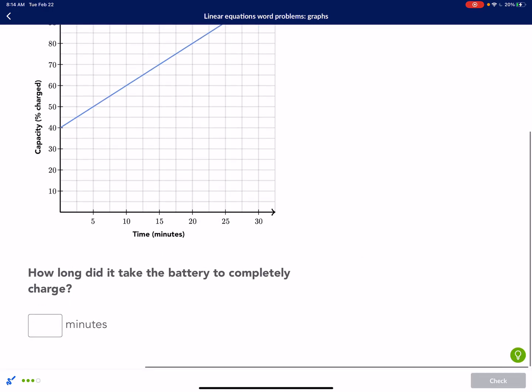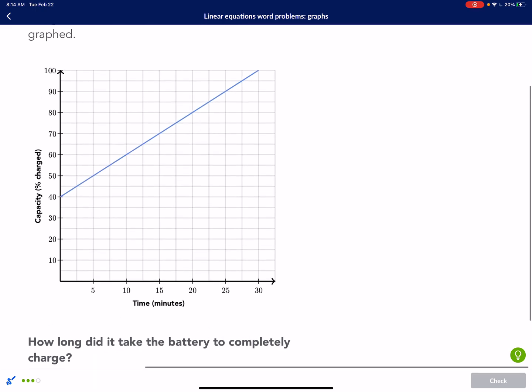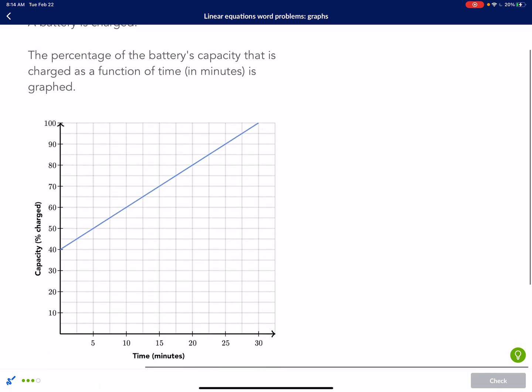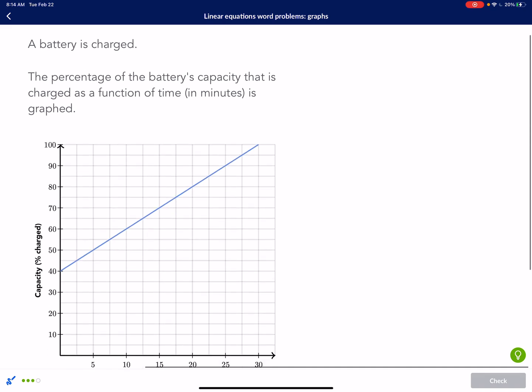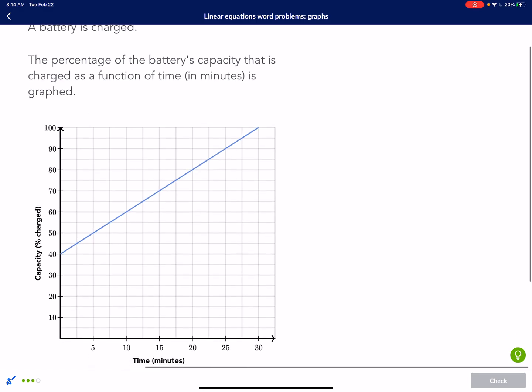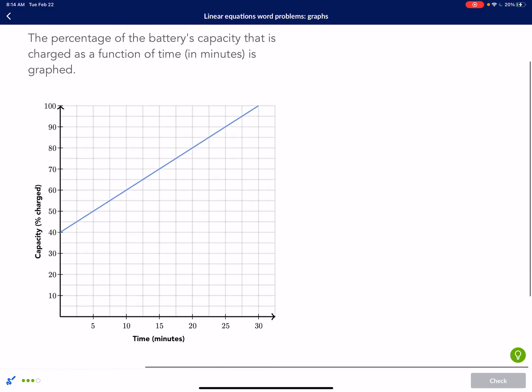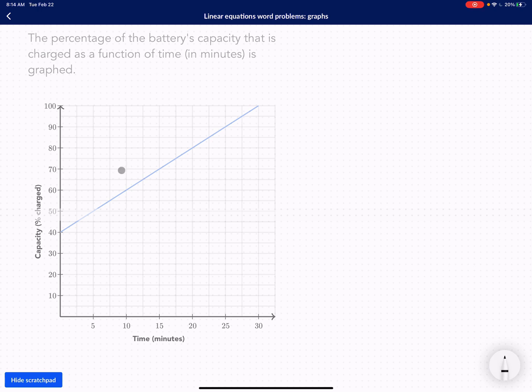How long did it take the battery to completely charge? So let's take a look at this one. The percentage of the battery capacity that is charged as a function of time in minutes is graphed. We're trying to find the slope because we want to see how fast the battery charges. As you can see, there are a lot of different points that are on the corner of a box. We can choose any of these points, because they're all in the corner of the box.